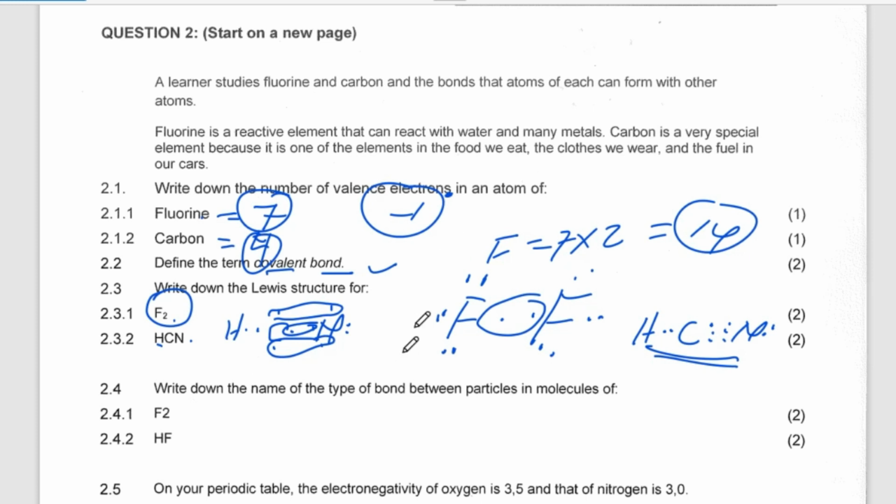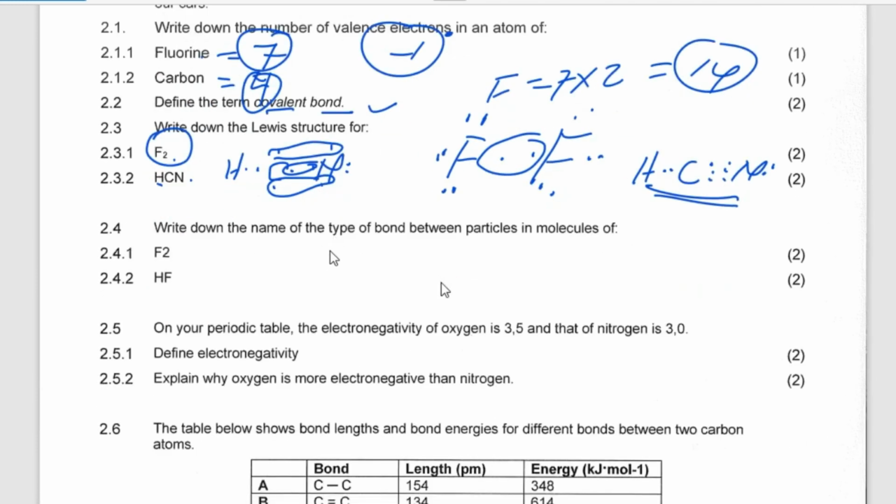Then when you go to write down the name of the type of bond between particles in the molecules, they're saying particles in the molecules, not between the molecules. They're looking for the bond between, how do you call that bond? Basically, these are as a result of sharing. Hence, they are going to be covalent bonds, and they are formed by sharing of electrons.